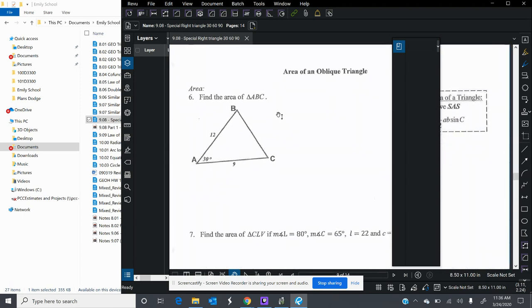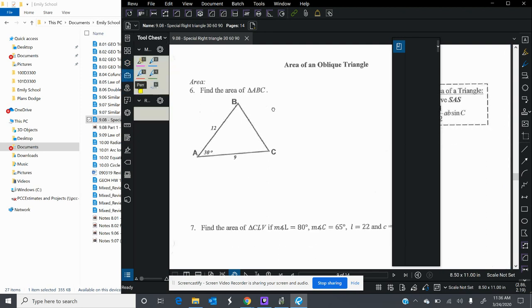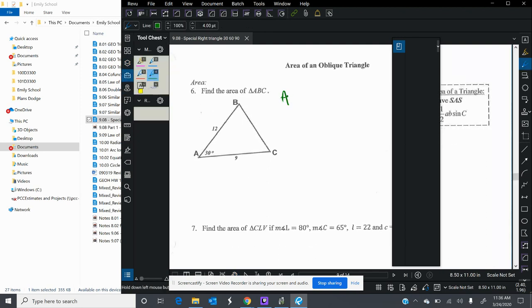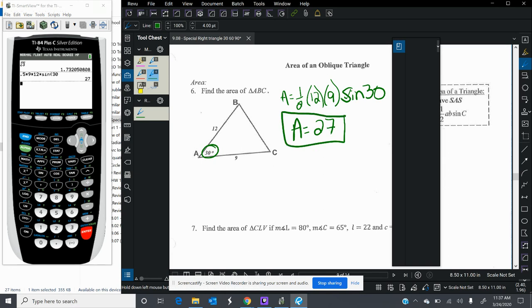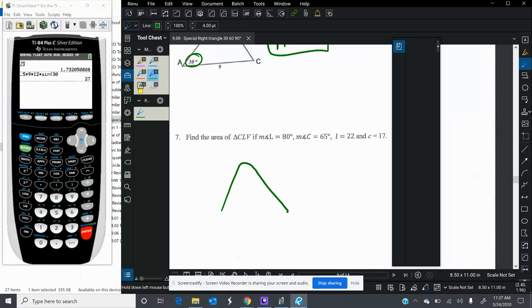Here we go. So here our area is a half times 12 times 9 times sine 30, which is the angle between them. So if we were to jump into the calculator, a half times 9 times 12 times sine of 30 gives us the area of that triangle, units squared.